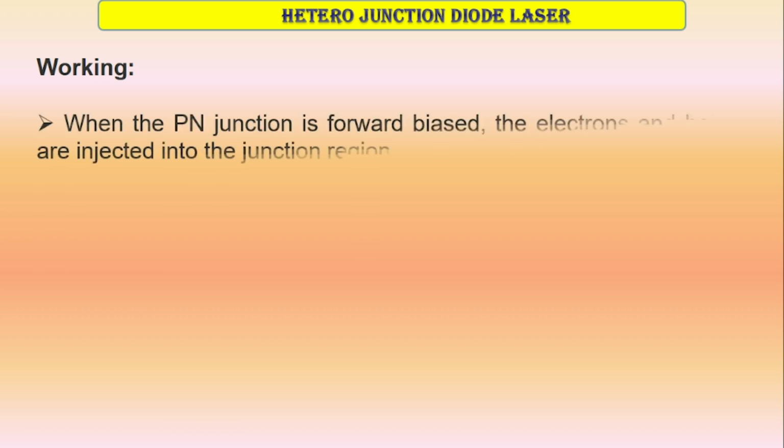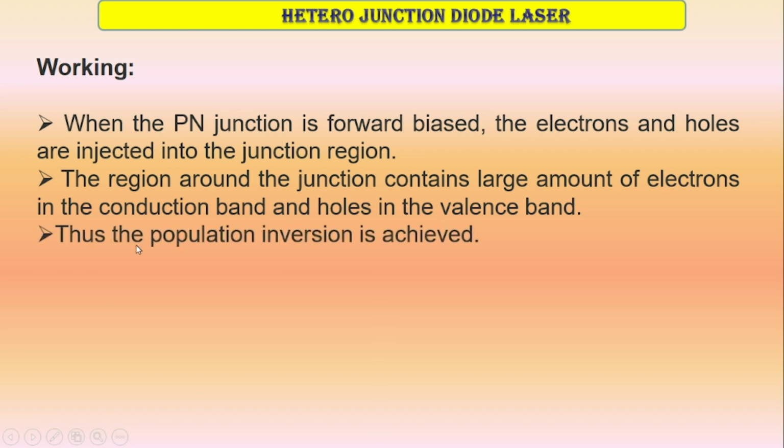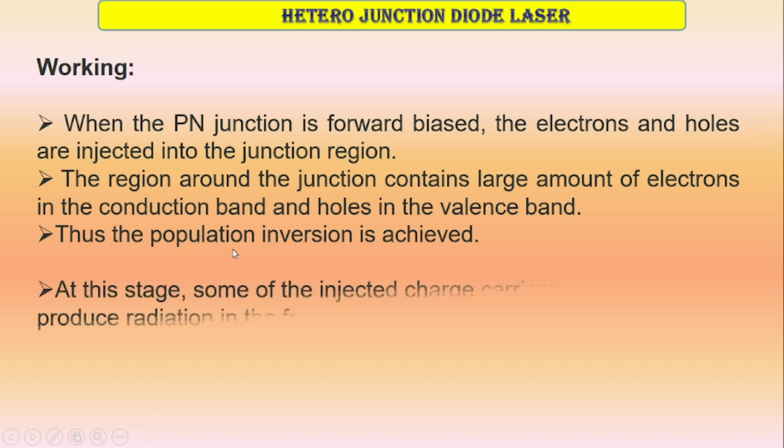Now let us see the working of heterojunction diode lasers. When the PN junction is in forward bias, the electrons and holes are injected into the junction region. The region around the junction contains a large amount of electrons in the conduction band and holes in the valence band. Thus, population inversion is achieved.